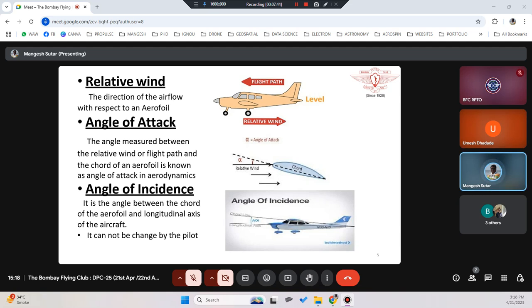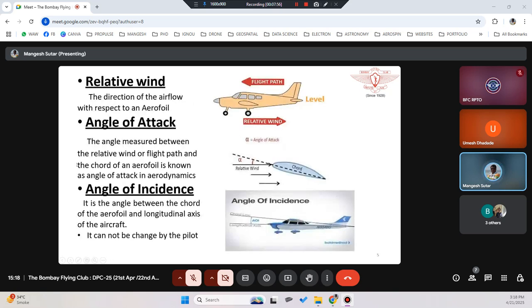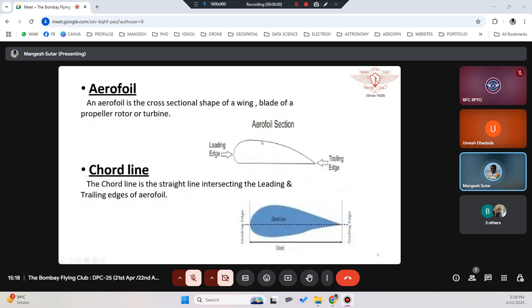Right, you are clear on the relative wind, angle of attack, even the last two definitions of aerofoil and chord line. These are very important because we'll be talking on these lines again and again in different slides. Okay, so airfoil आपको समझ में आ गया. Okay, chord line you got it. So airfoil, again I am repeating, it is the cross section shape of the wing, blade of the rotor or turbine. Okay, as of now you just consider the wing of the aeroplane, उसका cross sectional view है.